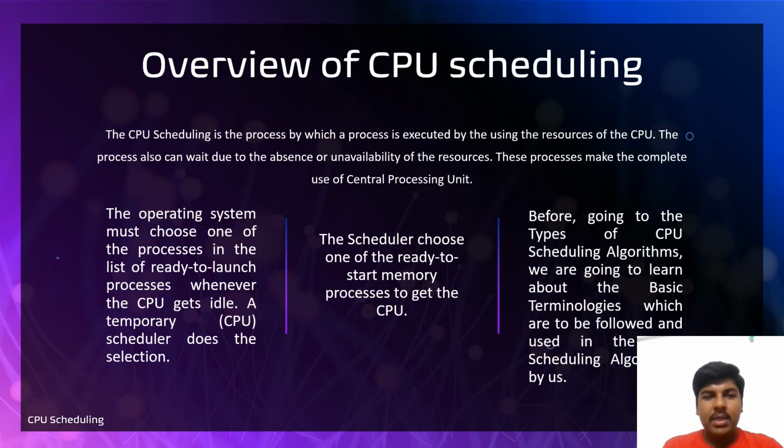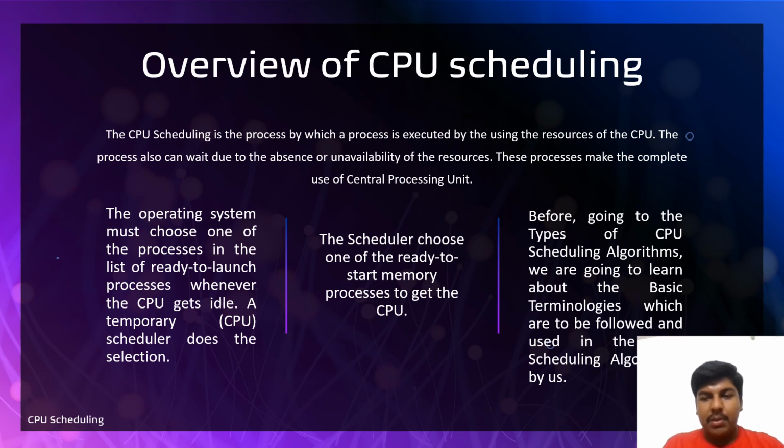In this slide, let us see the overview of CPU scheduling. CPU scheduling is the process by which a process is executed by the use of resources of the CPU. The process can also wait due to the unavailability of resources. These processes make complete use of the central processing unit, that is the CPU. The operating system must choose one of the processes in the list of ready-to-launch processes whenever the CPU gets idle. A temporary CPU scheduler does the selection. The scheduler chooses one of the ready-to-start memory processes to get the CPU.